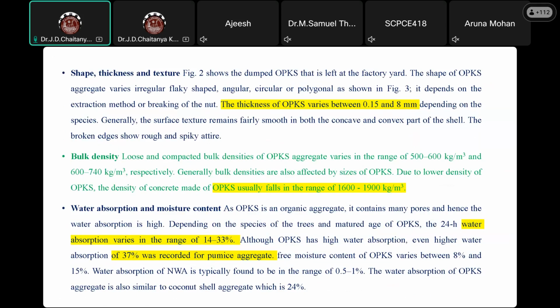Okay. The bulk density is also very low compared to other concretes. The bulk density will be 600 to 1600 to 1900 kg per meter cube. What I told in the previous slide also, the water absorption is very high compared to the normal aggregate. But we have another aggregate called pumice aggregate, which people also use as a lightweight aggregate. Its water absorption is 37%, but compared to that, the shell is very low. Okay.